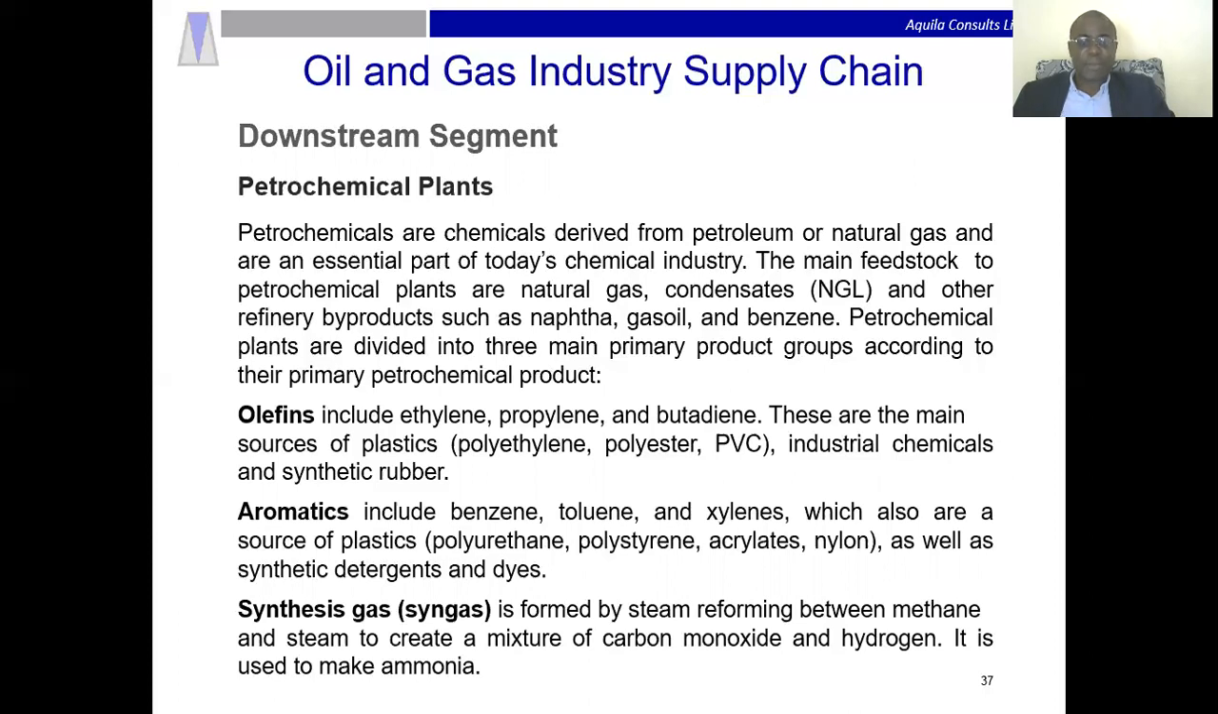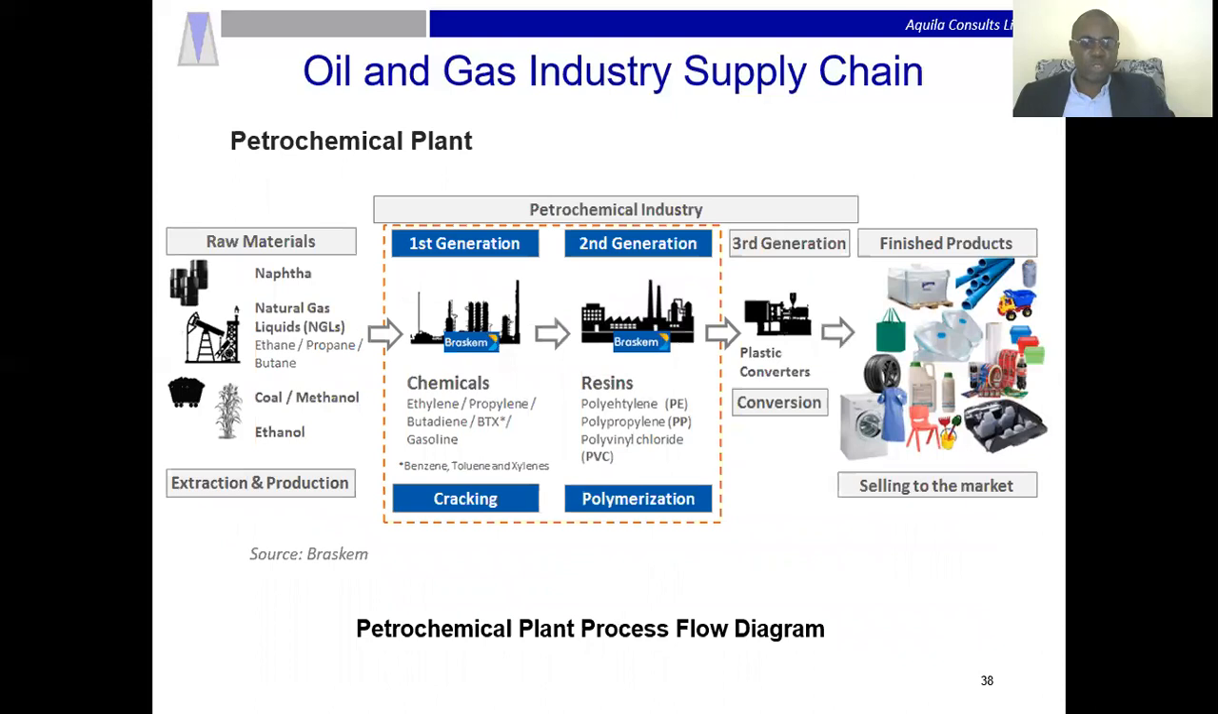The third type of products from petrochemical plants are known as synthetic gas or syngas, which is formed by steam reforming between methane and steam. So you change the properties of methane with steam to create a mixture of carbon monoxide and hydrogen, which is used to make ammonia. So this picture summarizes what the processes in a petrochemical plant are.